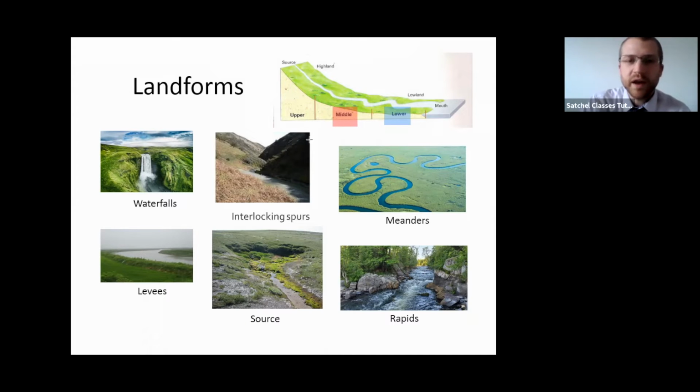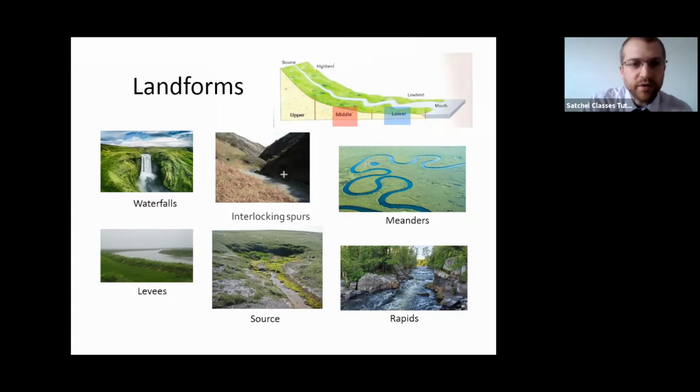So think about the characteristics, think about the shape of the land, think about the size of the river. Use the evidence around you to try and identify where these are found. Think, is it vertical erosion? Is it lateral erosion?